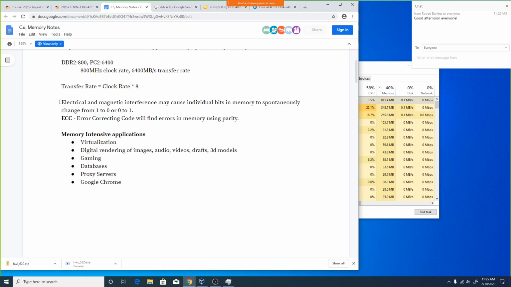Now, there's this other idea in memory of ECC, error correcting code. Not a single one of us has any of this in any of our desktops or laptops. This is more a server idea. Now, if you've ever gotten, especially on older machines, blue screens, and if you've ever looked up that code and it said something about memory, this is why.